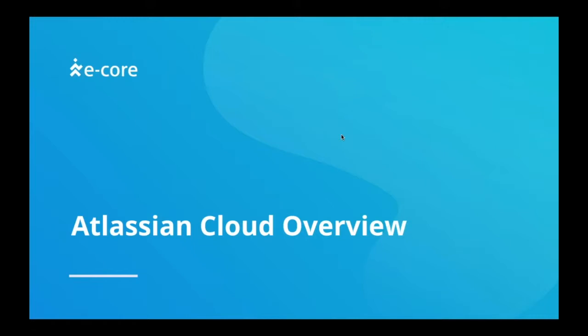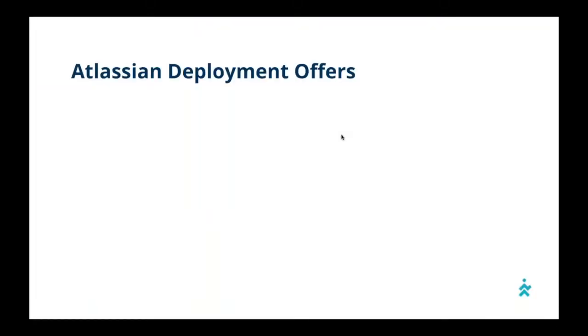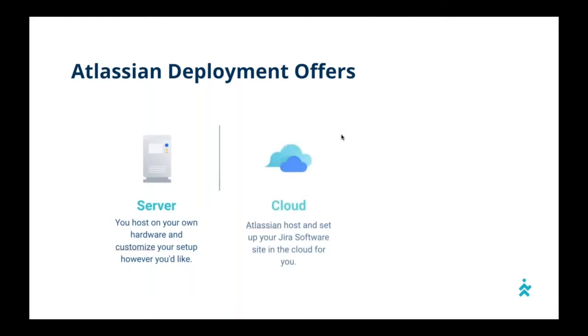Okay, so now let's start the real work here on this webinar. So let's start our journey to use cloud and scale cloud in your company. Okay, so basically just an overview about Atlassian Cloud. So at least from an Atlassian side, we have 3 different deployment offers. We have server, we have cloud, and we have data center.